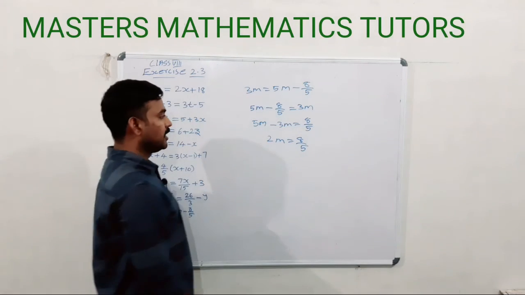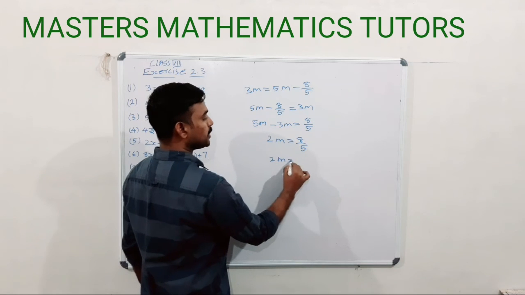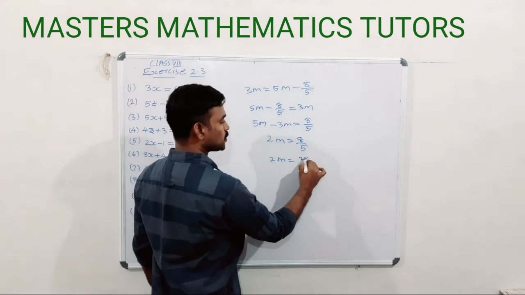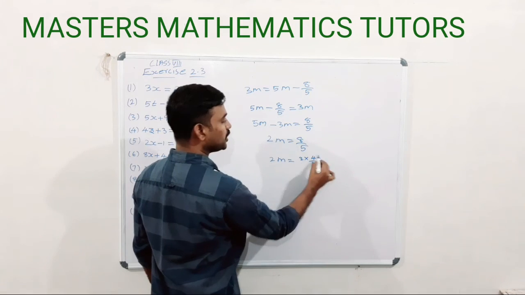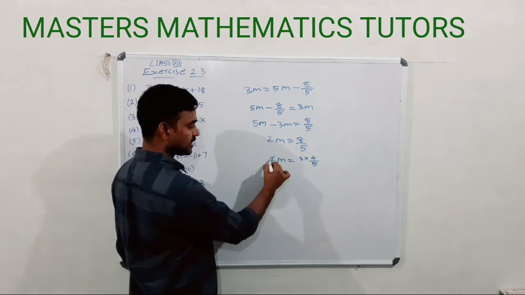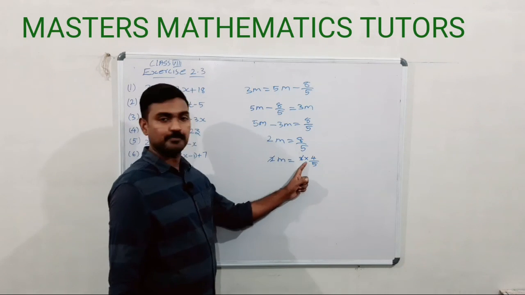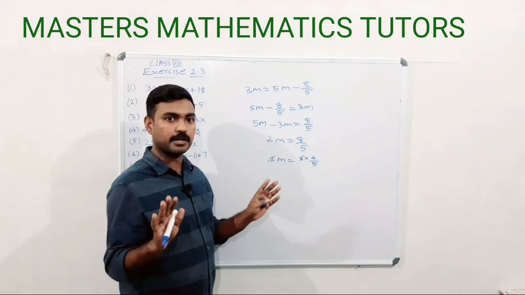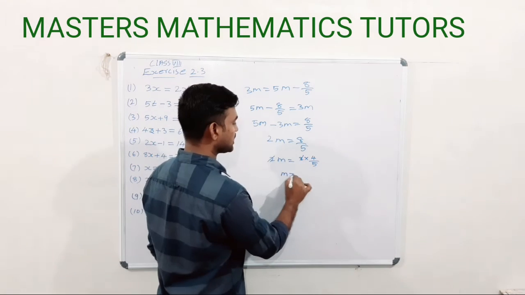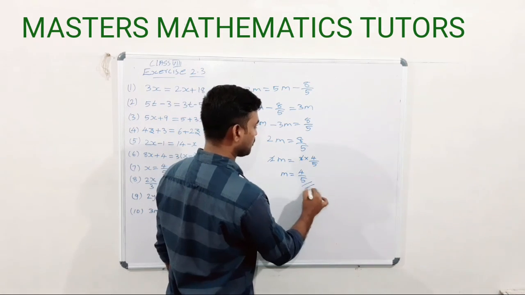Here 2m means 2 into m. Here 8 can be written as 2 into 4 by 5. Here 2 into can be written. Both sides 2 is there, that can be cancelled. If it is into, it can be cancelled. If it is an addition symbol, it cannot be cancelled. So we got the answer m is equal to 4 by 5.